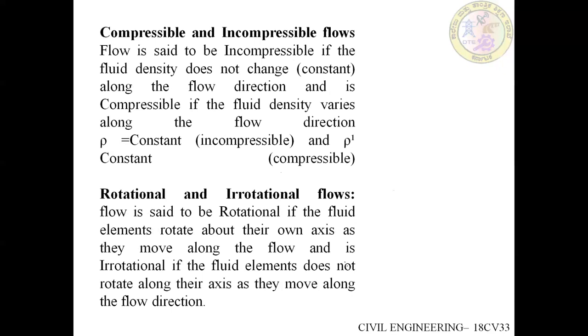Next type of flow is compressible and incompressible flow. A flow is said to be incompressible if the density of the fluid does not change along the flow direction. And in case of compressible flow, the density varies along the flow direction. Next comes rotational and irrotational flow. A flow is said to be rotational if the fluid elements rotate about their own axis when they move along the flow. And the flow is said to be irrotational if the fluid elements do not rotate about their axis along the flow direction.